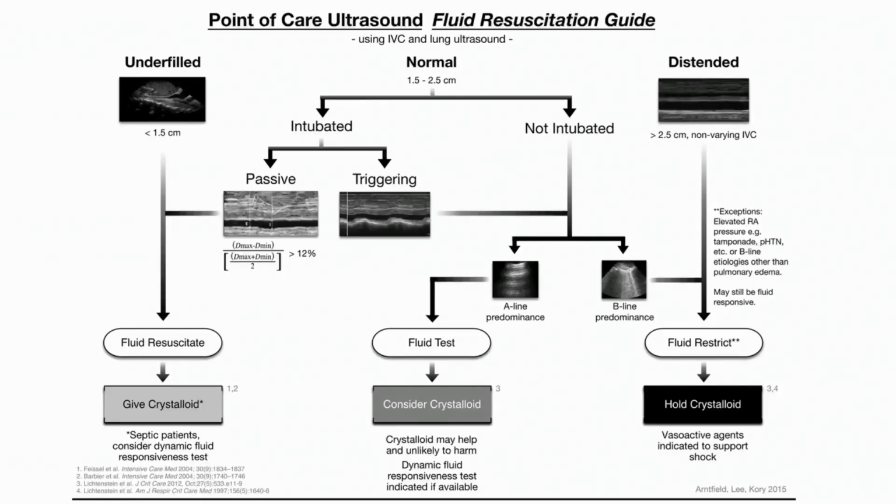This is my favorite point-of-care ultrasound fluid resuscitation guide. It lists your IVC into different sizes. So again, it says normal is 1.5 to 2.5. So we said it's most helpful when it's fat or flat.